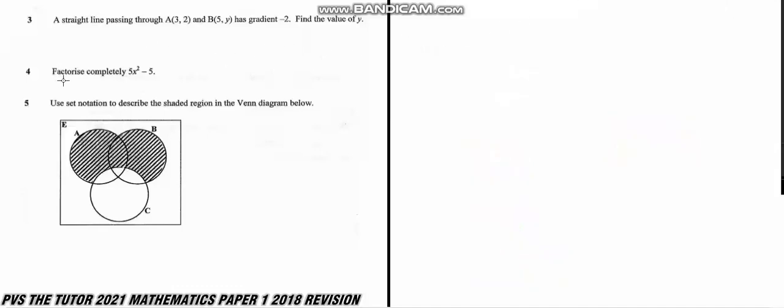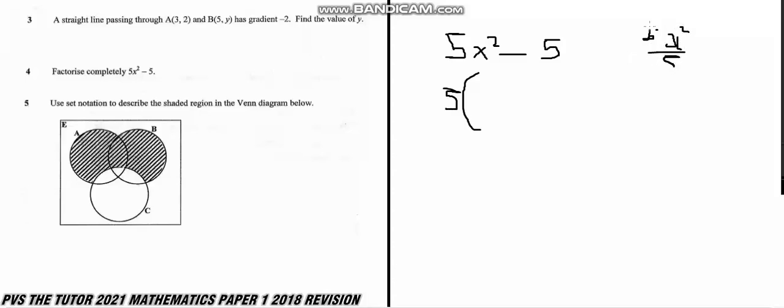Let's go to our fourth question that says factorize completely 5x squared minus 5. So we have 5x squared minus 5. To factorize is actually to get out what is common. So in this case, we take out what is common. 5 is here and 5 is there. So when you take out 5, when you divide 5 into this, what are we having? 5x squared over 5, you see that 5 and 5 cancel. What we remain with is x squared, minus 5 divided by 5 is 1. So that's what we have.